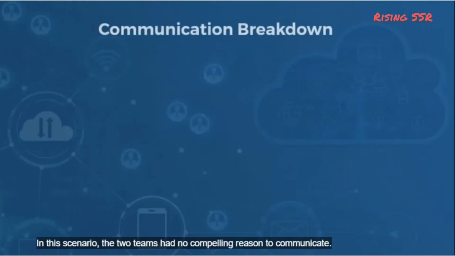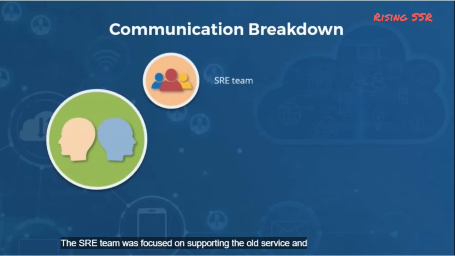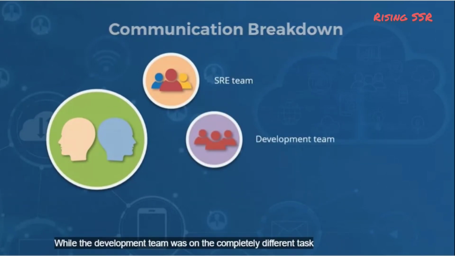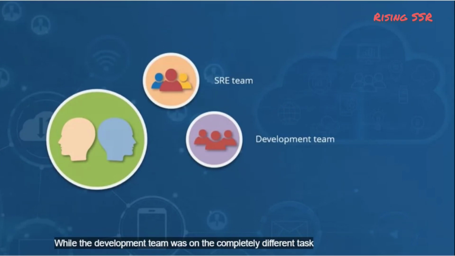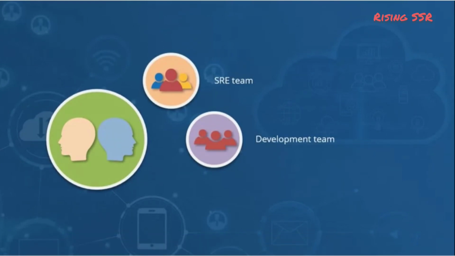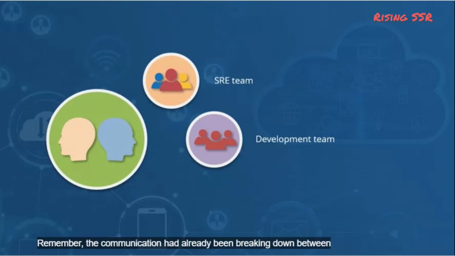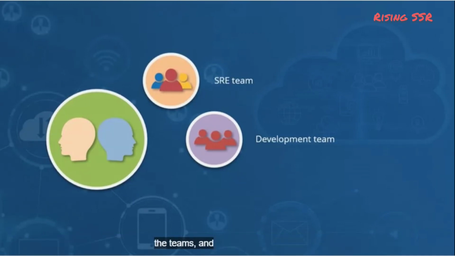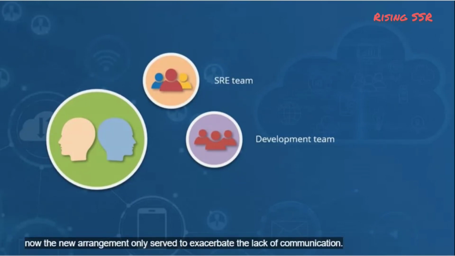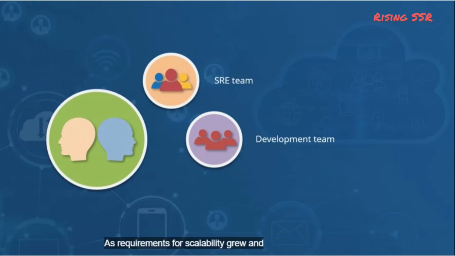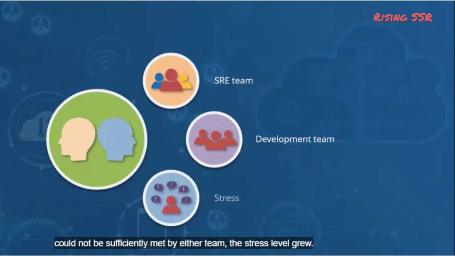In this scenario, the two teams had no compelling reason to communicate. The SRE team was focused on supporting the old service and maintaining its reliability, while the development team was on the completely different task of developing the new service. Remember, the communication had already been breaking down between the teams, and now the new arrangement only served to exacerbate the lack of communication. As requirements for scalability grew and could not be sufficiently met by either team, the stress level grew.